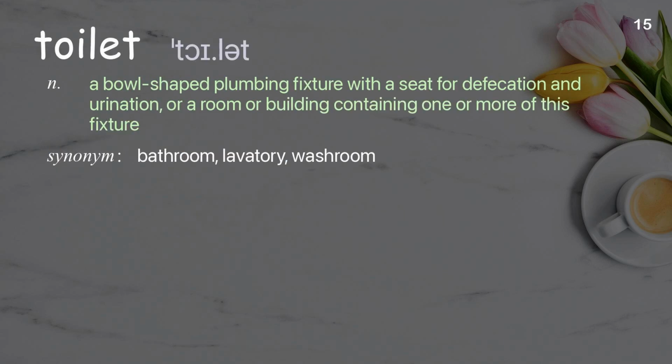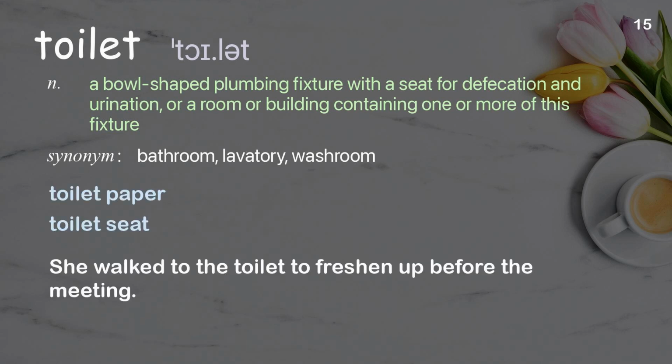Toilet. A bowl-shaped plumbing fixture with a seat for defecation and urination, or a room or building containing one or more of this fixture. Examples: Toilet paper, toilet seat. She walked to the toilet to freshen up before the meeting.